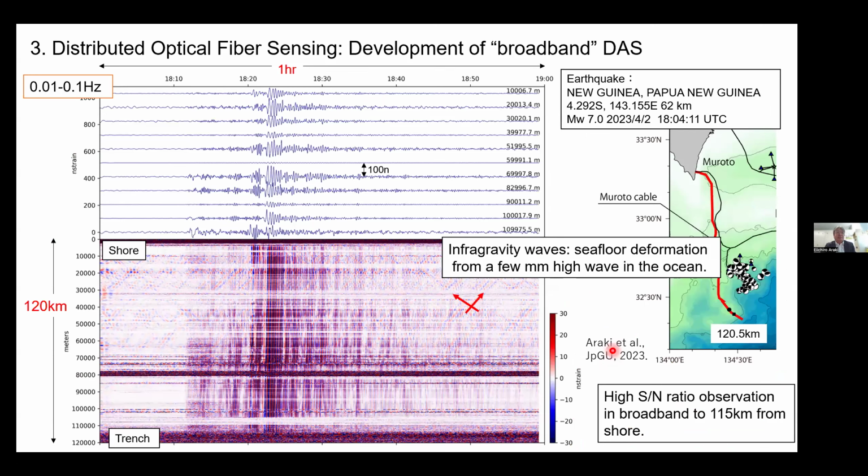Here's an example of the broadband DAS record with 120 km of Muroto cable, showing clear seismic wave trends from a distant earthquake, as well as small deformation of the seafloor caused by a few millimeter high infragravity wave in the ocean. This suggests our ability to detect small tsunami with the instrument. Indeed, we detected a tsunami in 2023, and its detailed explanation is presented in the Tonankai and Araki paper in GRL.